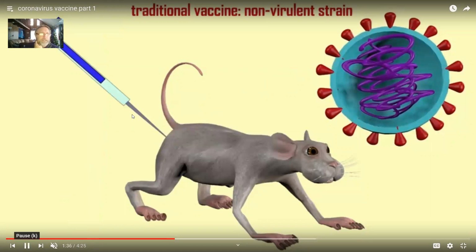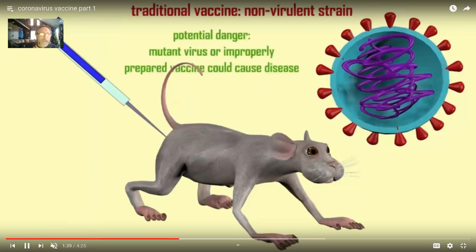So if we injected this mouse with a non-virulent strain, the mouse's immune system could learn to recognize coronavirus and thus make antibodies against it. However, if this mutant virus mutates a second time, it is conceivable that it goes back to the original form, which can cause disease. So it is possible to get a bad batch of this traditional vaccine, which actually causes disease.